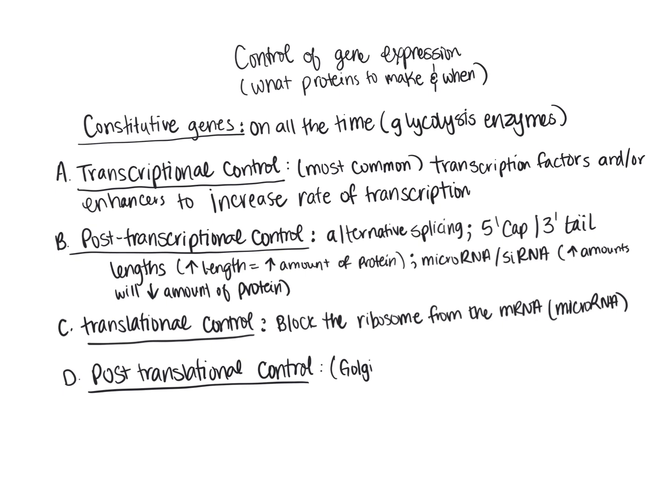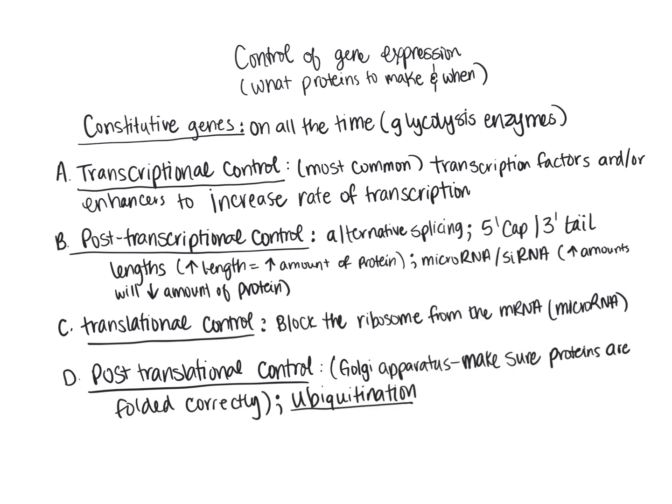Another form of post-translational control is the process of ubiquitination. What happens with ubiquitination is that the proteins are going to get tagged with a protein called ubiquitin. And what that basically does is mark the protein for destruction. So once a protein has been tagged with that ubiquitin, those proteins are going to be destroyed and will no longer be affecting the cellular processes.